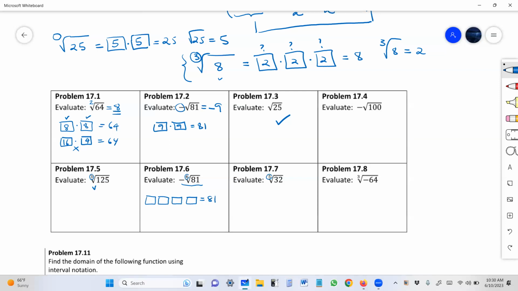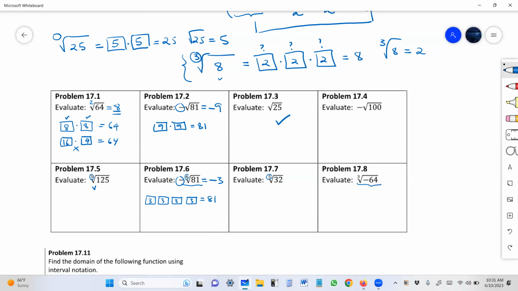So which number goes in the box? And all of the boxes have to have the same number. So if you said 3, 3 is correct. 3 times 3 times 3 times 3 is 81. So the answer to this is 3 with this minus in front.